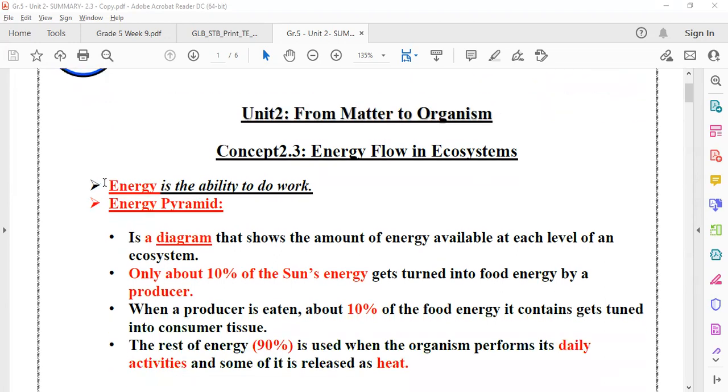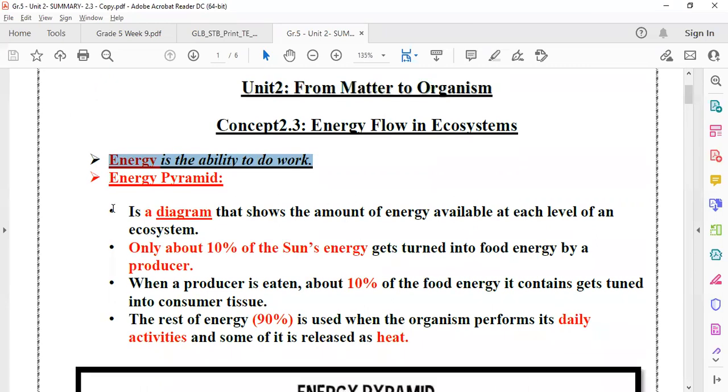First, what's energy? Energy is the ability to do work. Like when you go to school, you need energy to go to school. You need energy to play. Even you need energy to think and study. So the energy itself, this is the ability to do work. Without energy, we cannot do anything.